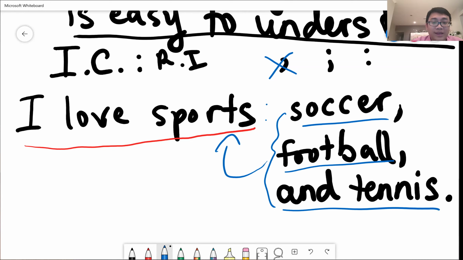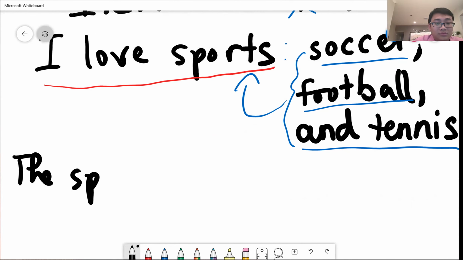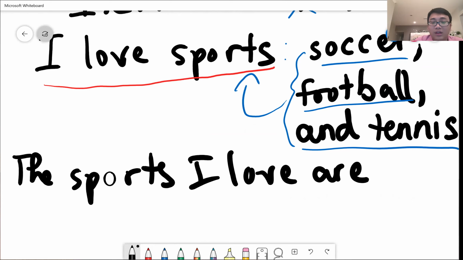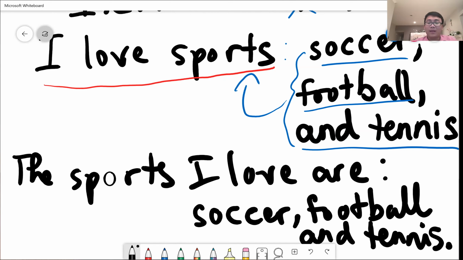Okay. Now, there's a mistake that a lot of students make. You could put the sports I love are, and then you put a colon: soccer, football, and tennis. Well, this is a mistake a lot of students make. They thought using a colon is to list out things. Well, this is listing out, yes. But is it right? The answer is no.